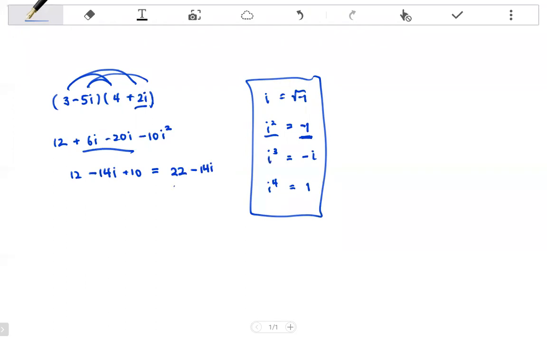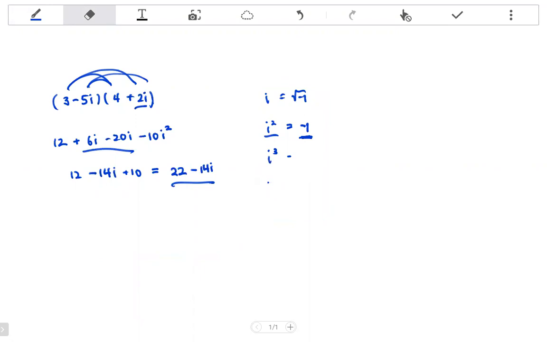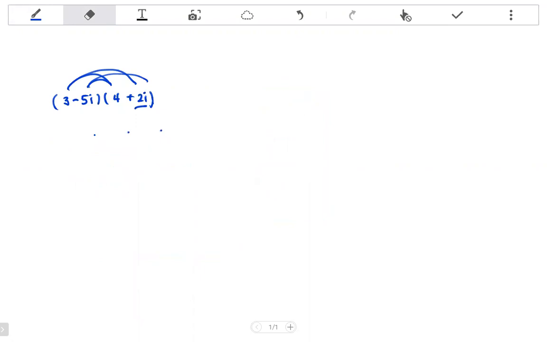And we can even graph this, remember? X is the real, these are where the real numbers go, and these are where the imaginary numbers go. So 22 minus 14i. 22 and minus 14, so minus 14 would be like somewhere here. That's how we graph it, remember? You don't really go into graphing. Graphing isn't that important. You really never do graphing, actually. You never graph imaginary numbers. But yeah, that's your main takeaway for lesson 2.